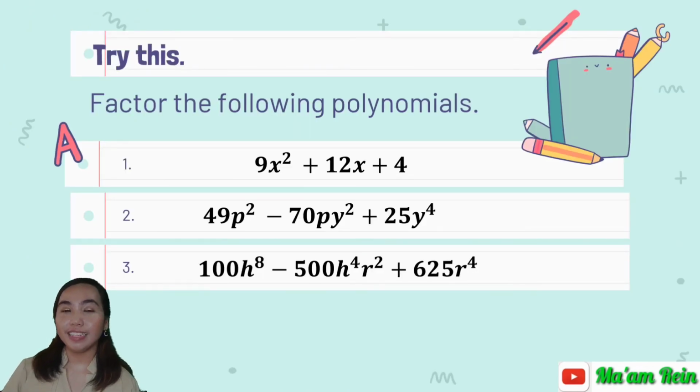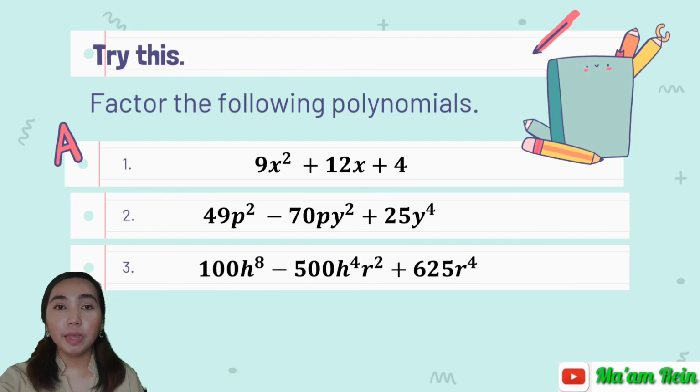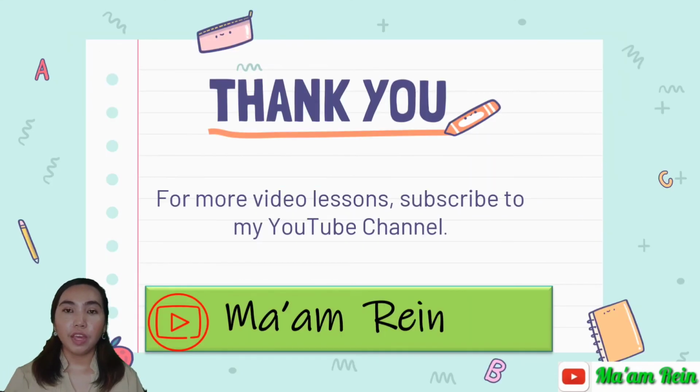Now you can try this. Factor the following polynomials. Number 1, 9x squared plus 12x plus 4. Number 2, 49p squared minus 70py squared plus 25y raised to 4. And number 3, 100h raised to 8 minus 500h raised to 4r squared plus 625r raised to 4.